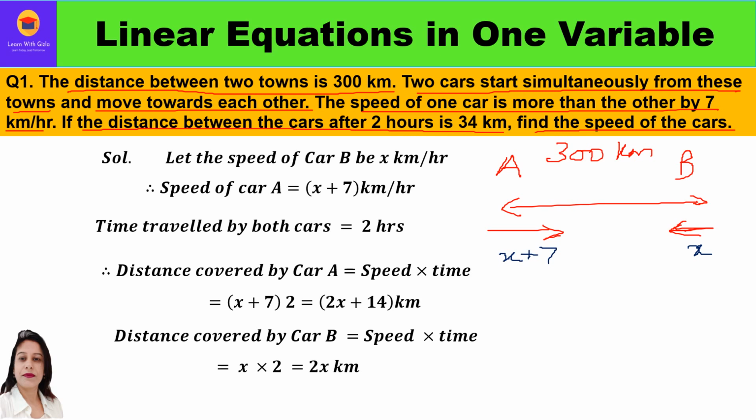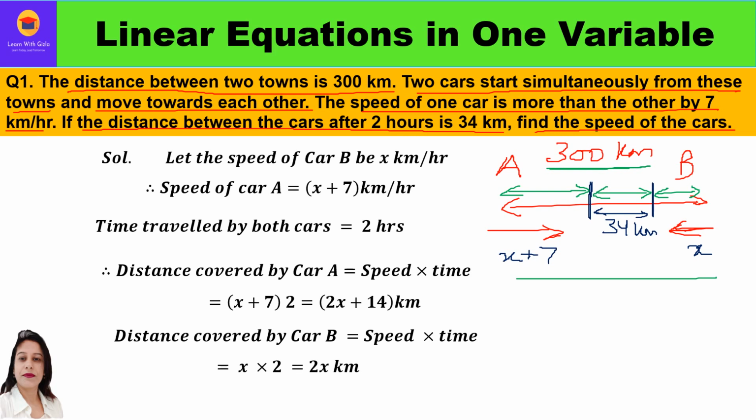Let us say, because A's speed is more, it covered this much distance and has reached over here. And B also has covered this much distance and has reached over here, and still the distance between them which is remaining to be covered is 34 kilometers. Right. Now car A has covered this much distance, car B has covered this much distance, and the remaining distance is 34 kilometers. So this will help us to form the equation because the total is 300 kilometers, right?